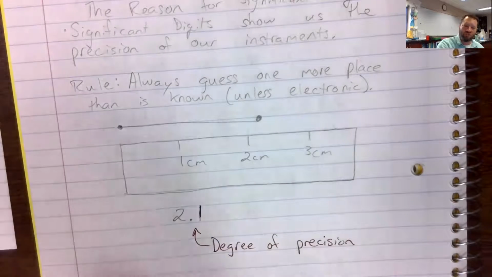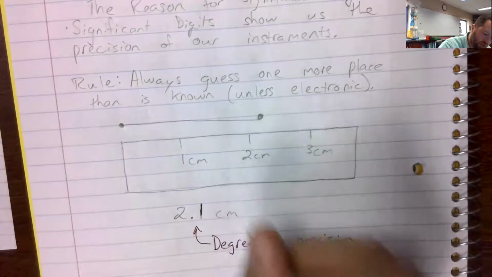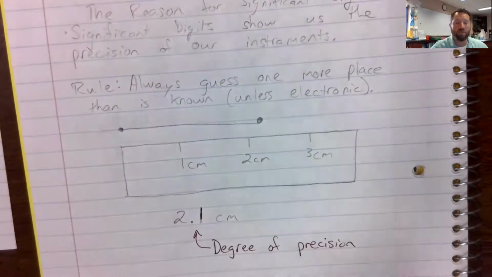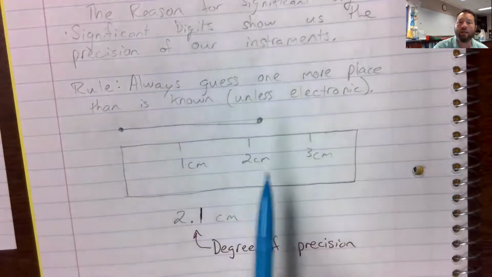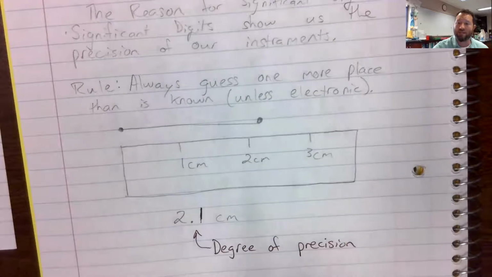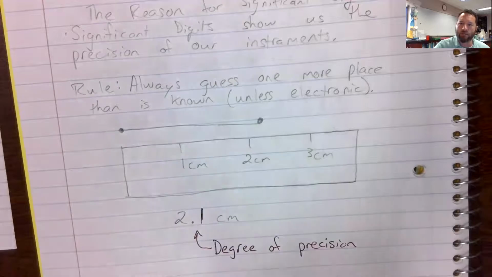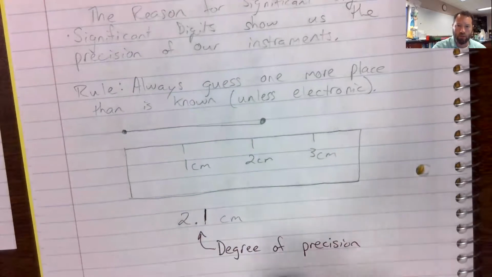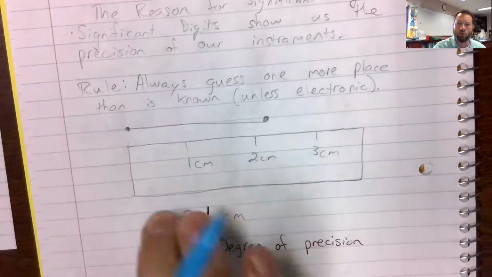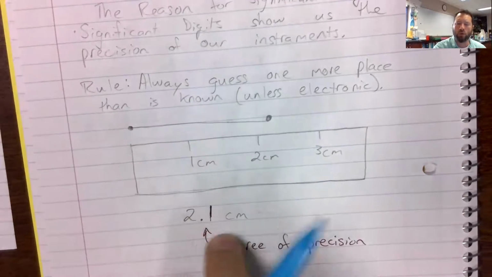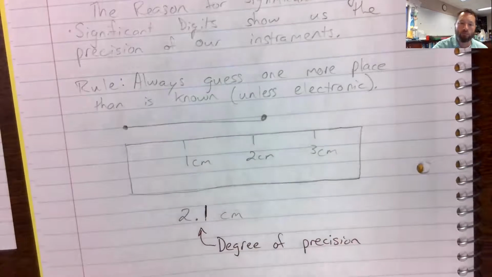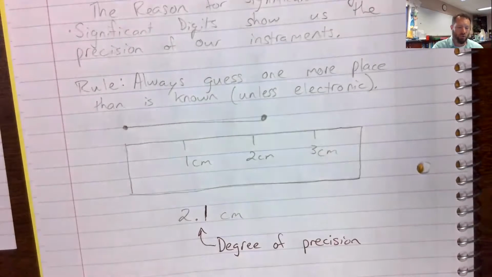degree of precision. That shows anyone who comes in the future exactly how good of a tool you used and exactly how precise they need to be. That is our final significant digit. And that's why significant digits are important. It shows you, hey, with this particular tool, we were able to measure 2.1 centimeters. That's how precise we measured this line.